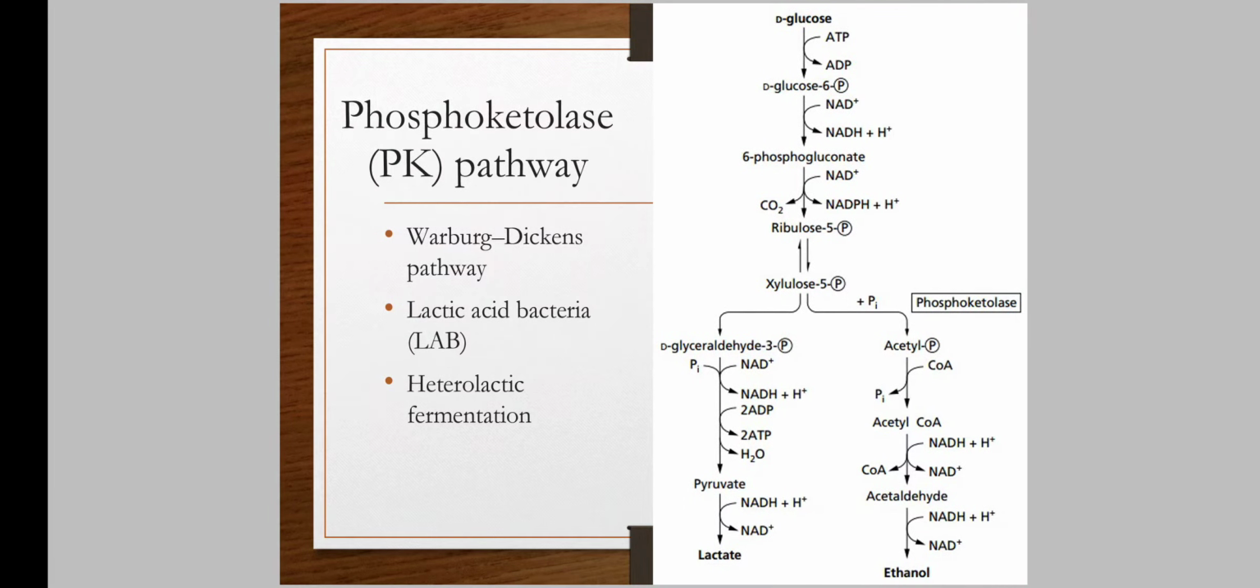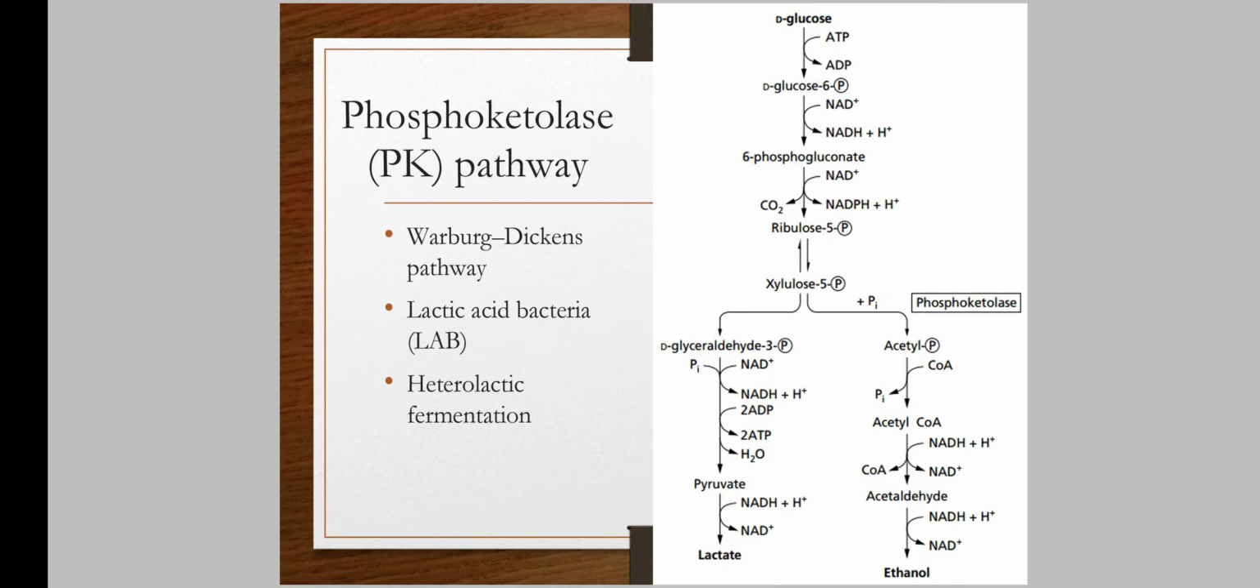So the phosphoketolase pathway is also called the Warburg-Dickens pathway. This one happens in lactic acid bacteria, and this pathway is used for heterolactic fermentation. When I say heterolactic fermentation, that means this fermentation produces lactic acid among other fermentation products, in this case ethanol. So this pathway, the PK pathway, is a fermentation pathway, starting off with glucose as well, but it ends up with the products lactate and ethanol instead of pyruvate.